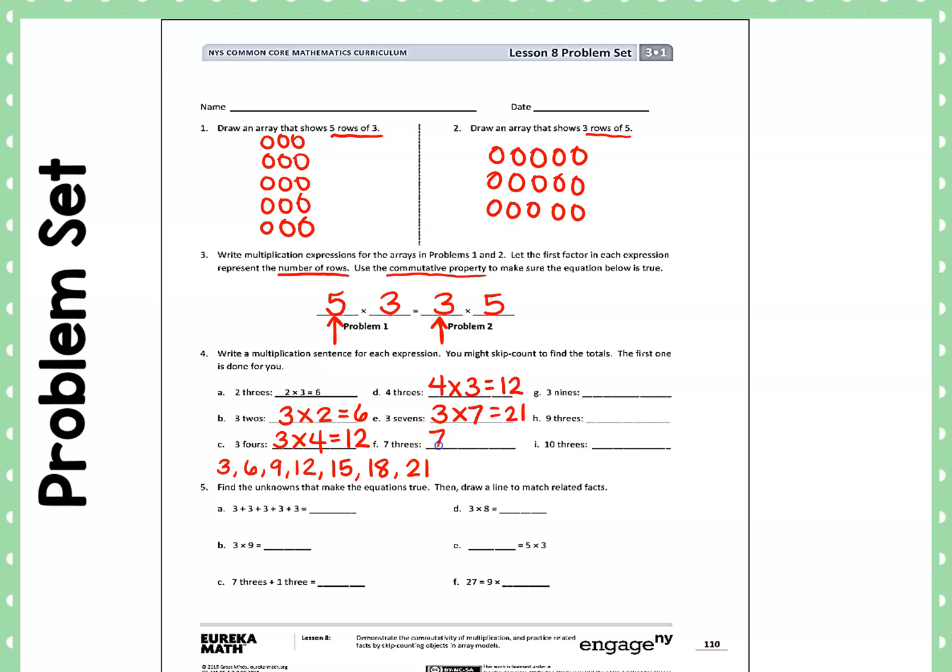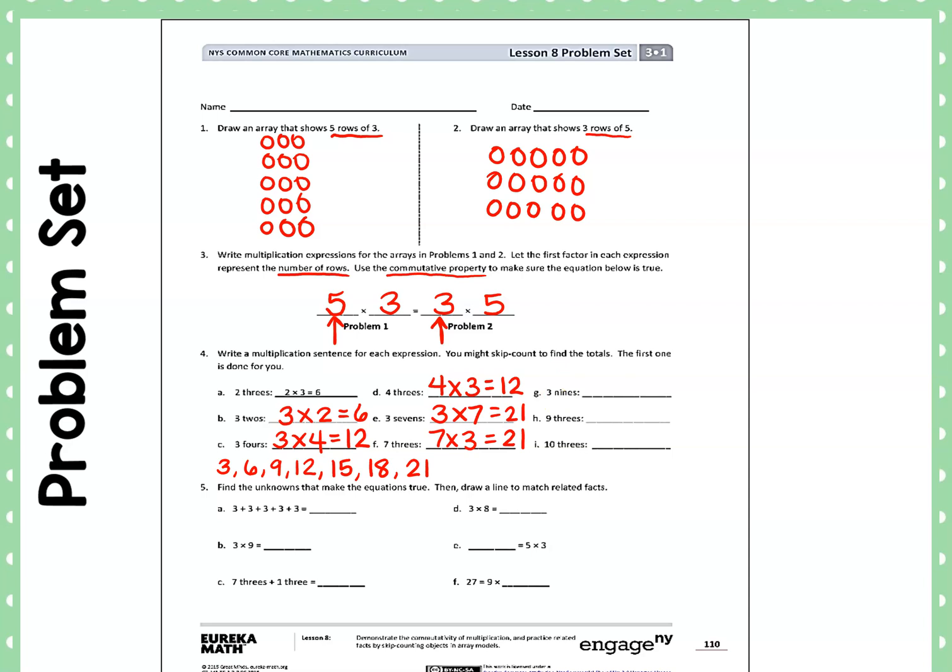That's the same as saying 7 times 3. I don't need to do a skip count because I've already done it for the last problem. So if 3 times 7 is 21, then 7 times 3 also has to equal 21. Okay, we're going to skip G, H, and I, and we're going to go on to number 5.